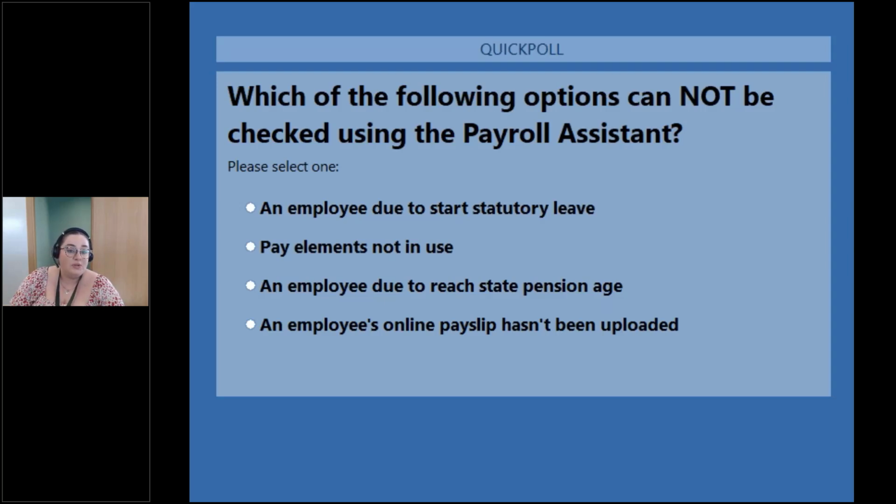Is it an employee due to start statutory leave? Pay elements not in use? An employee due to reach state pension age? Or an employee's online payslip hasn't been uploaded? Which of the following options cannot be checked using the payroll assistant? So just select your answer there and click submit. I'll leave it open about 5-10 more seconds.